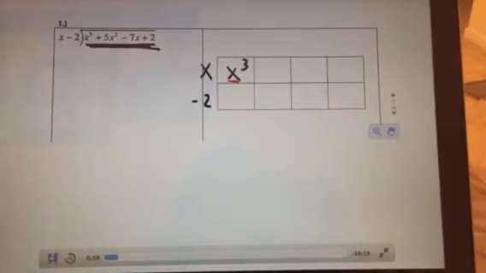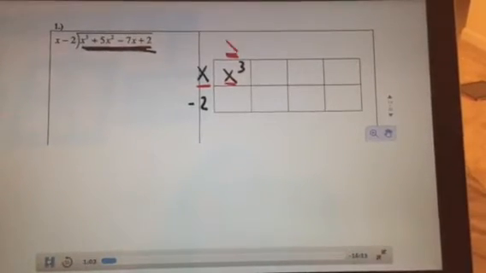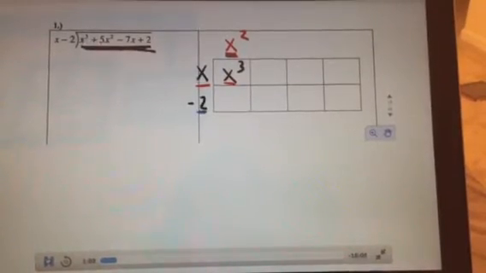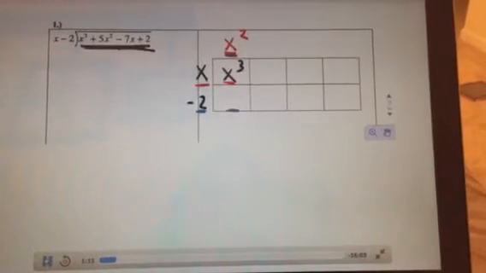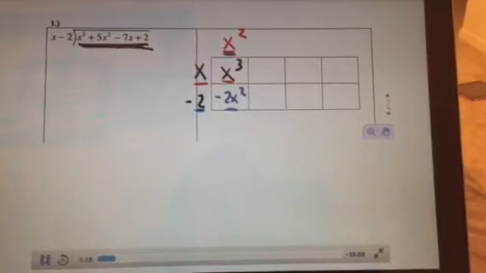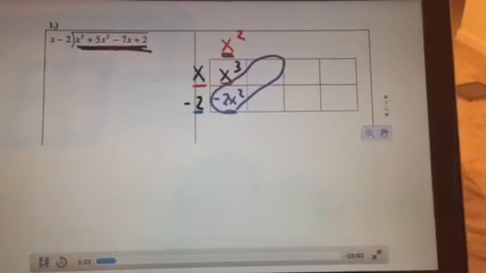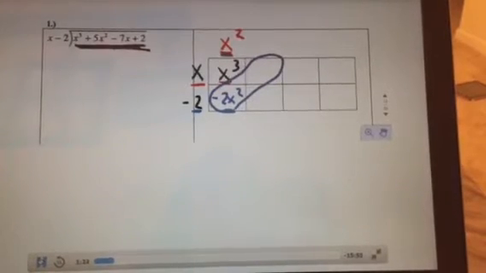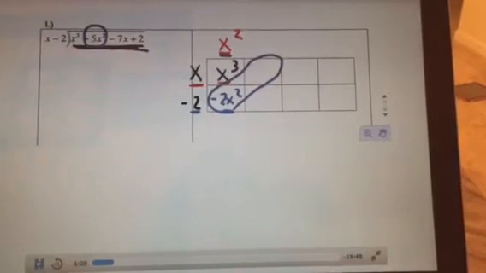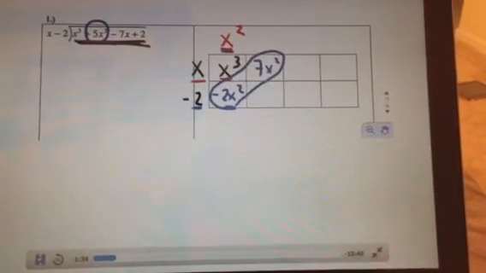Well, I know that to get this, I have to take this block times this box. So x times what is x cubed? It's x squared. So now I take that times this to come up with the value for this block. So x squared times negative 2 is negative 2x squared. The next thing we know about generic rectangles is that the right diagonals are always like terms. So those two blocks have to combine to equal the 5x squared. Right now I have negative 2x squared, so I would need 7x squared. So that 7x squared take away 2x squared gives me the 5x squared.